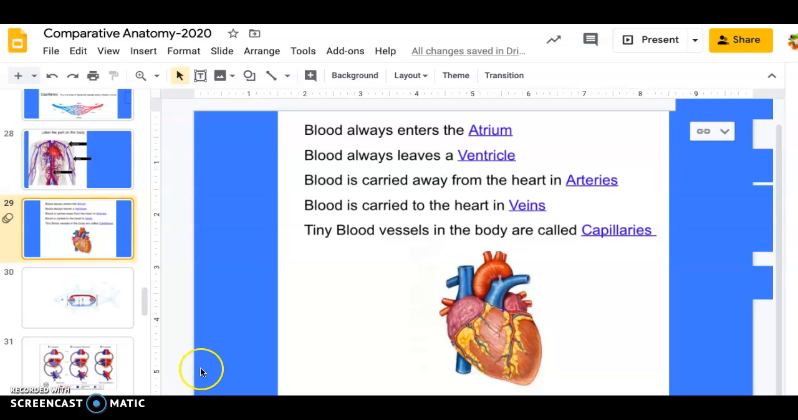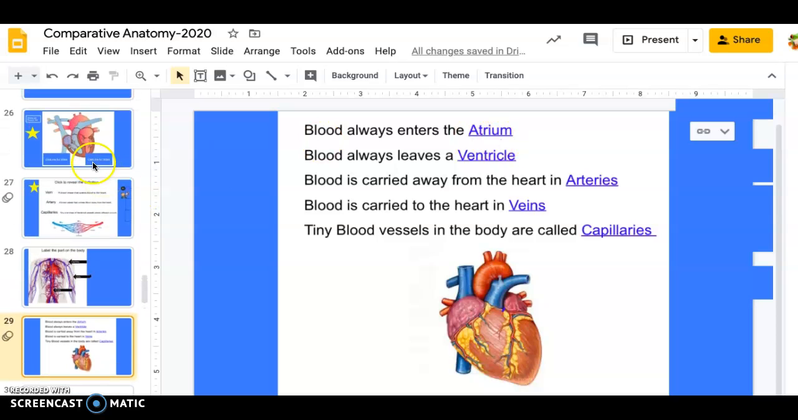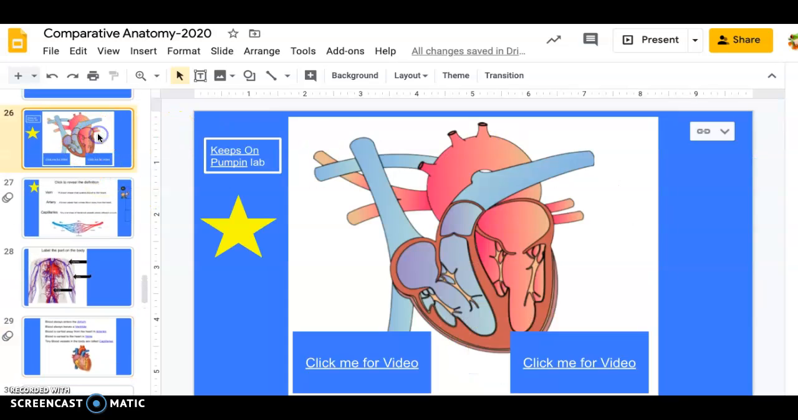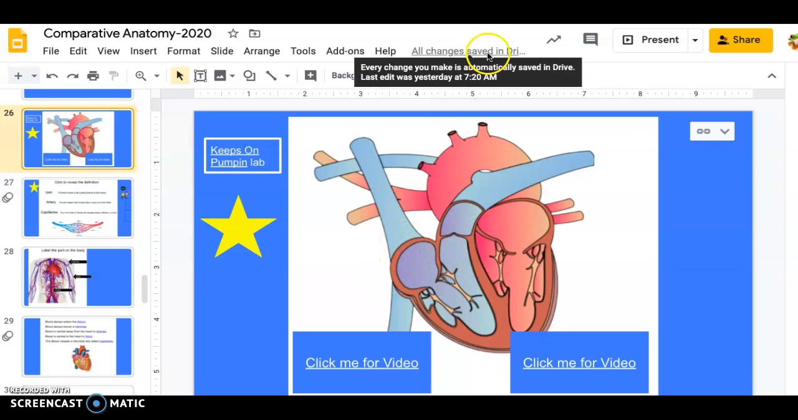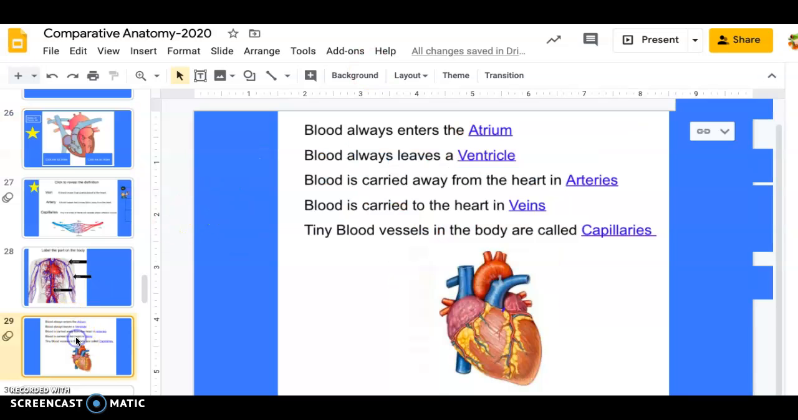So here's just a little bit of review from the past few days. Blood always enters your atrium first. If you remember yesterday, we talked about the different chambers of the heart, and the atrium is the top chamber. This is a starred one, so it's important to know these: the left atrium and the right atrium. That's where the blood goes into the heart. It always goes into the top before the bottom.